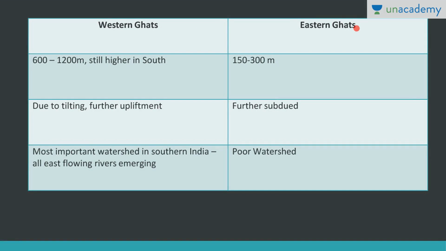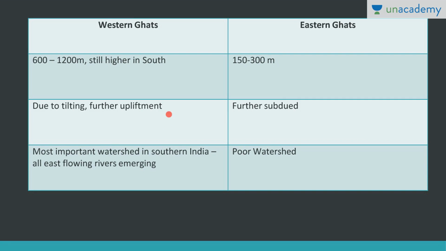Now let's discuss the difference between Western Ghats and Eastern Ghats. As I had already told you, Western Ghats are a bit higher as compared to Eastern Ghats. The average elevation is 600 to 1200 meters, right? And it is still higher in the south where we have the highest peak, Anaimudi. Eastern Ghats are pretty low in height. If we compare, the average elevation is 150 to 300 meters. Now these were formed due to tilting of the eastern and northeastern section, right, and upliftment plus the subduction of the Arabian Basin. Here Eastern Ghats are a bit subdued.